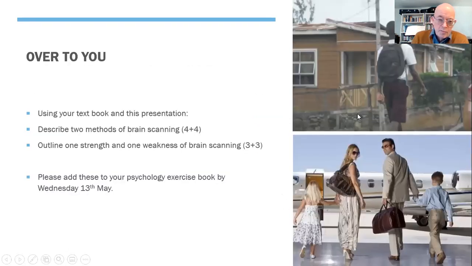So over to you. Your next assignment is to look at using this textbook in a presentation. You need to be able to describe two methods of brain scanning. That's two lots of 4 marks, so 5 minutes for each method for describing it. And then you need to outline one strength and one weakness of each type of brain scan. You can actually choose one method and do it like that. Okay. So if you can get that in for me for next week, that would be lovely.